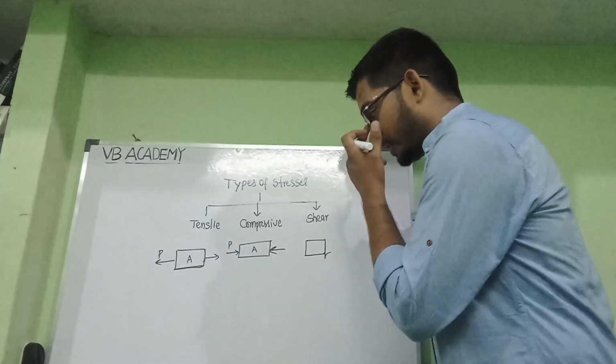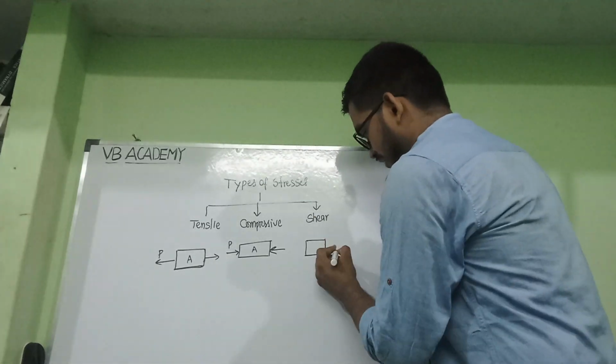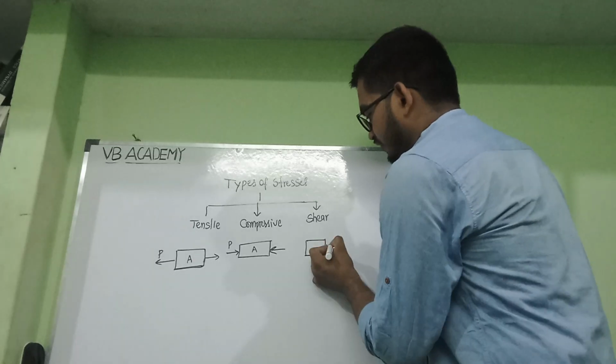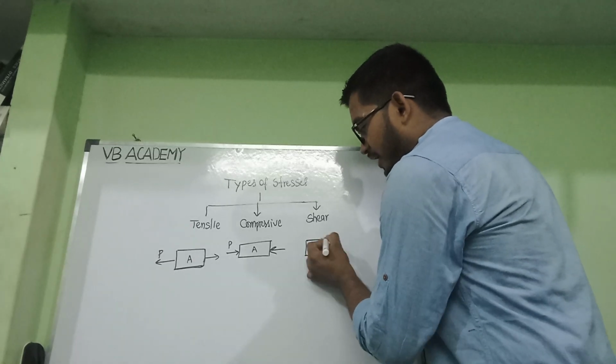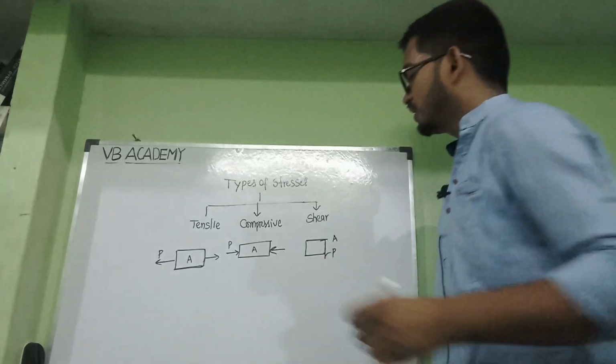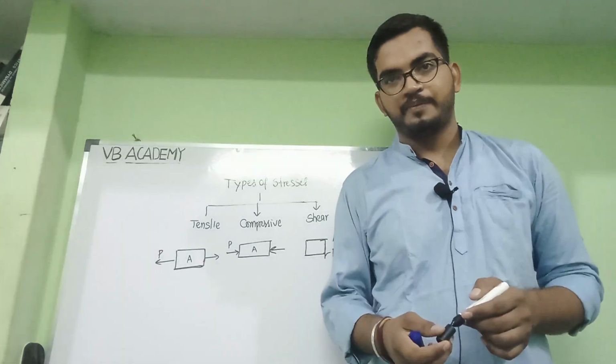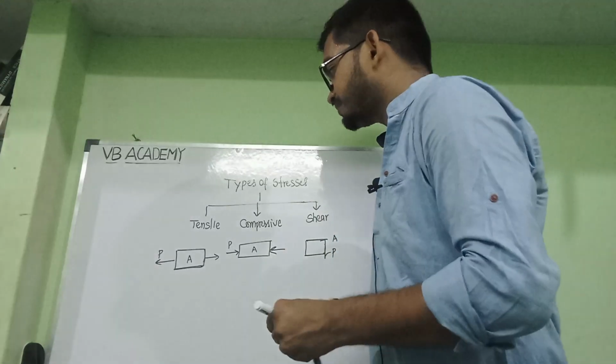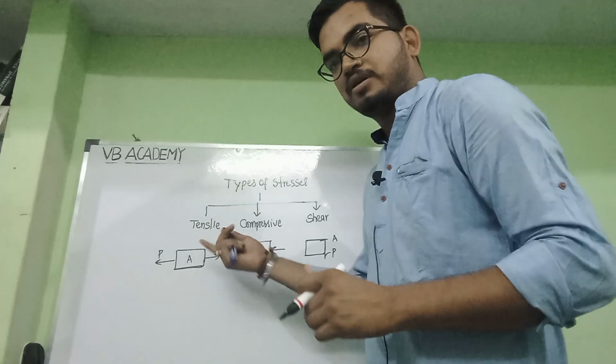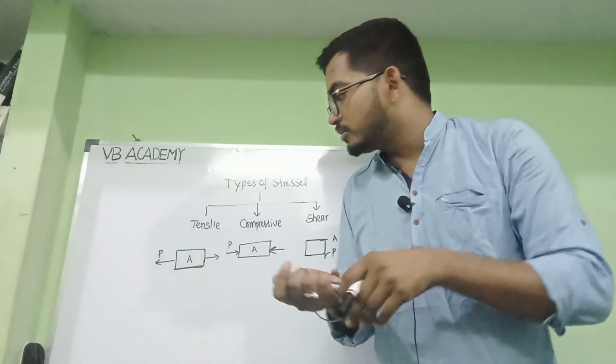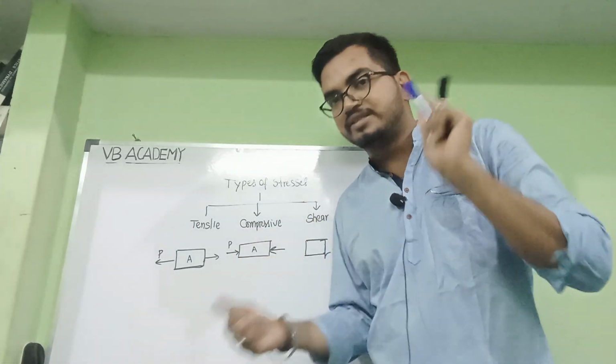Which is parallel to the area of cross section. That is also say P, and the area under shear is A. Clear? So see here, tensile stress. What type of load are we applying on the body? Pulling in nature, meaning tensile force.